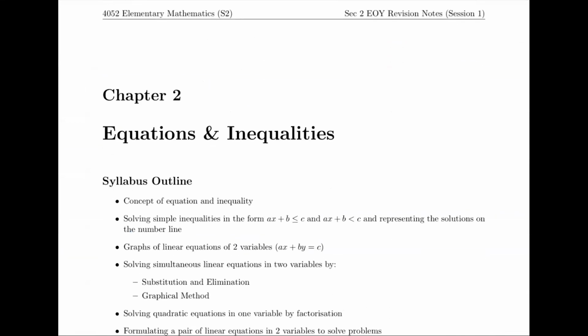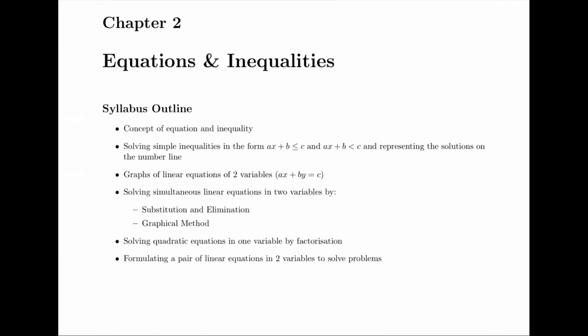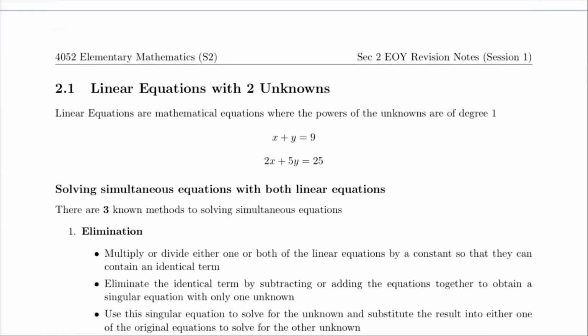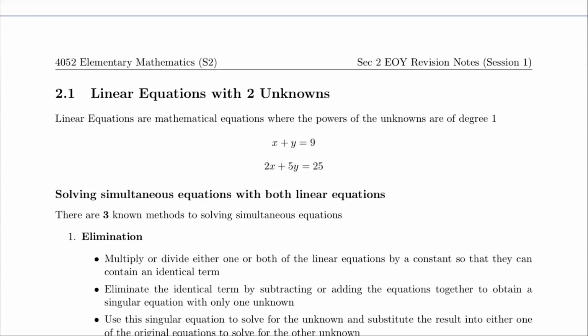Okay. So moving on. Equations and inequalities. This topic is also very simple. Okay, let's very quickly run through this in like 10 minutes. Let's first talk about linear equations with 2 unknowns. This is what we call simultaneous equations. And for simultaneous equations, there are 3 methods that we learn.